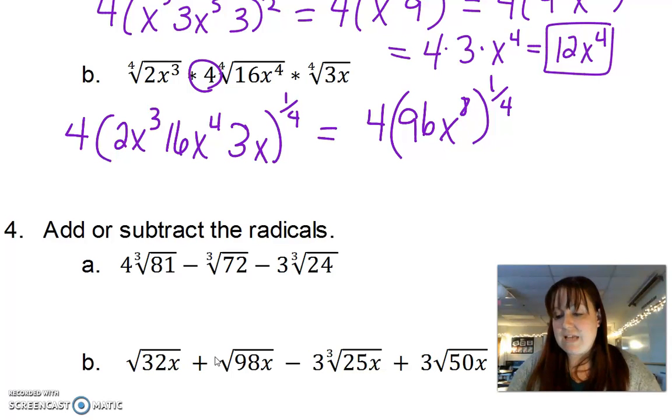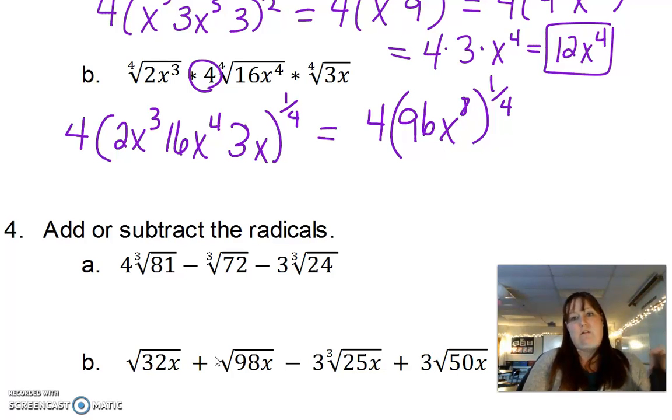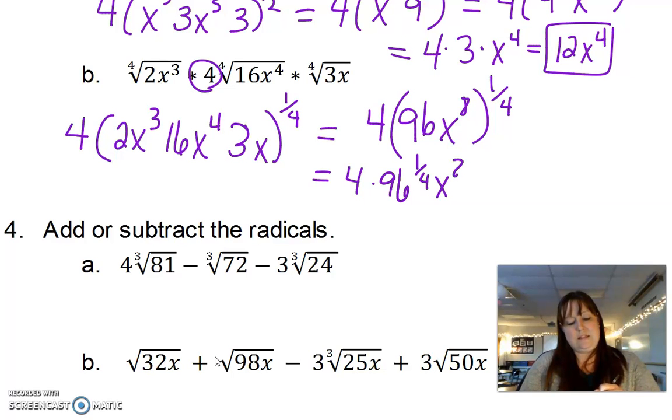Okay, and does that have a perfect 4th root? Is that a perfect 4th root? It is not, so we're going to go ahead and have to figure out what stays and what goes. So this is 4 times 96 to the 1/4 times x to the 8/4. So that's 4 times 96 to the 1/4 times x squared.